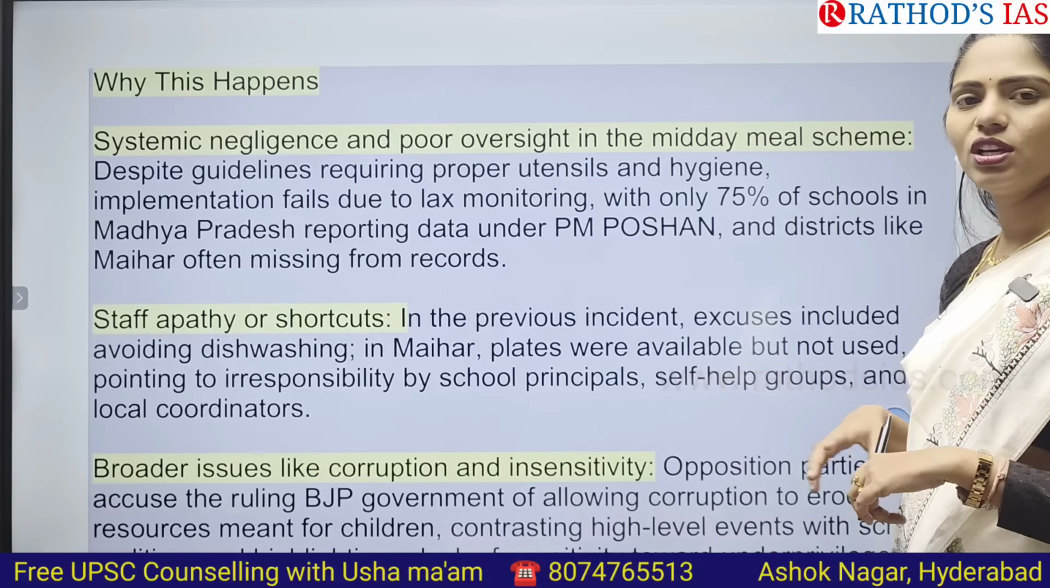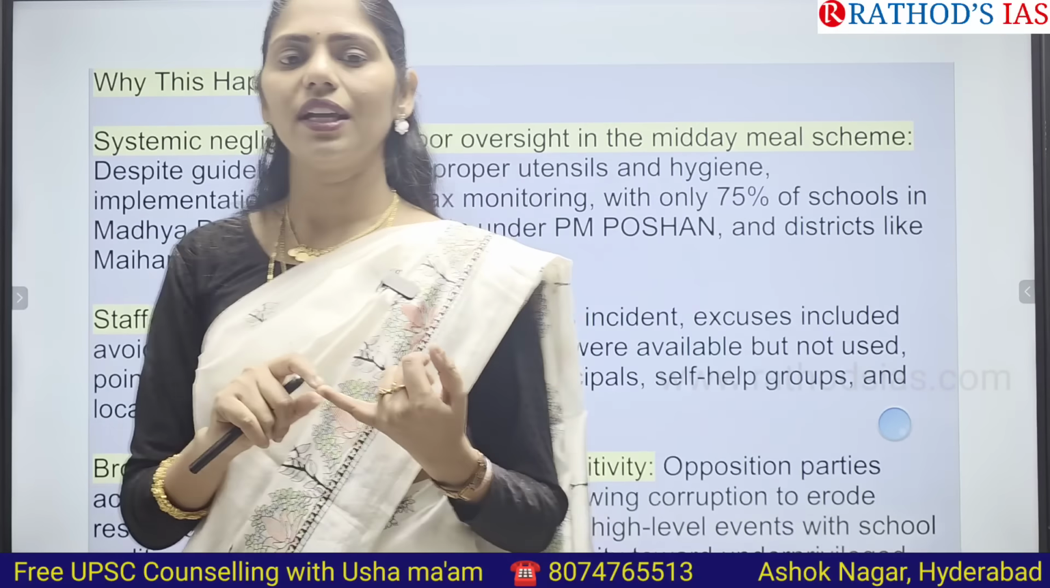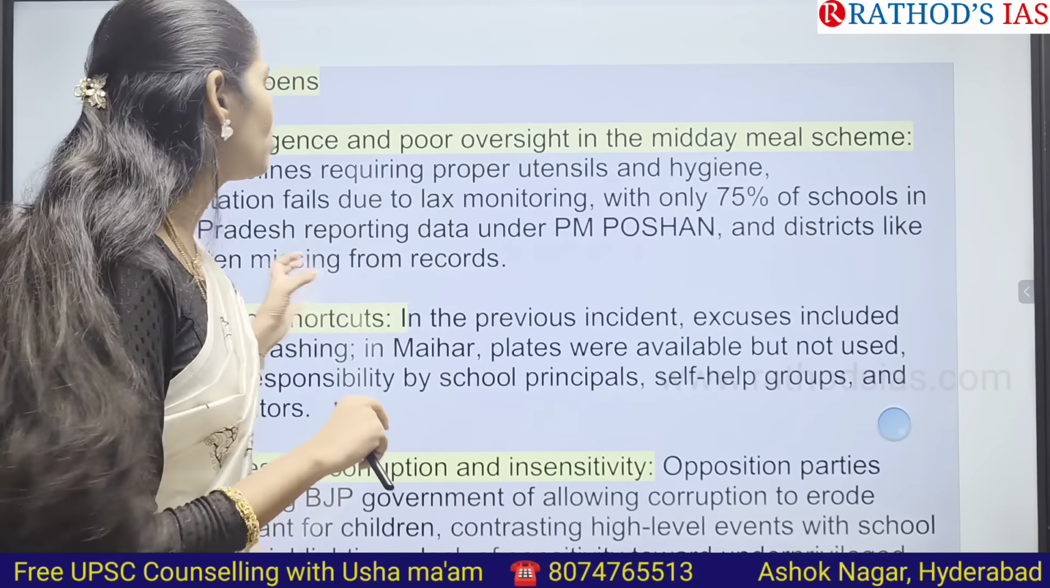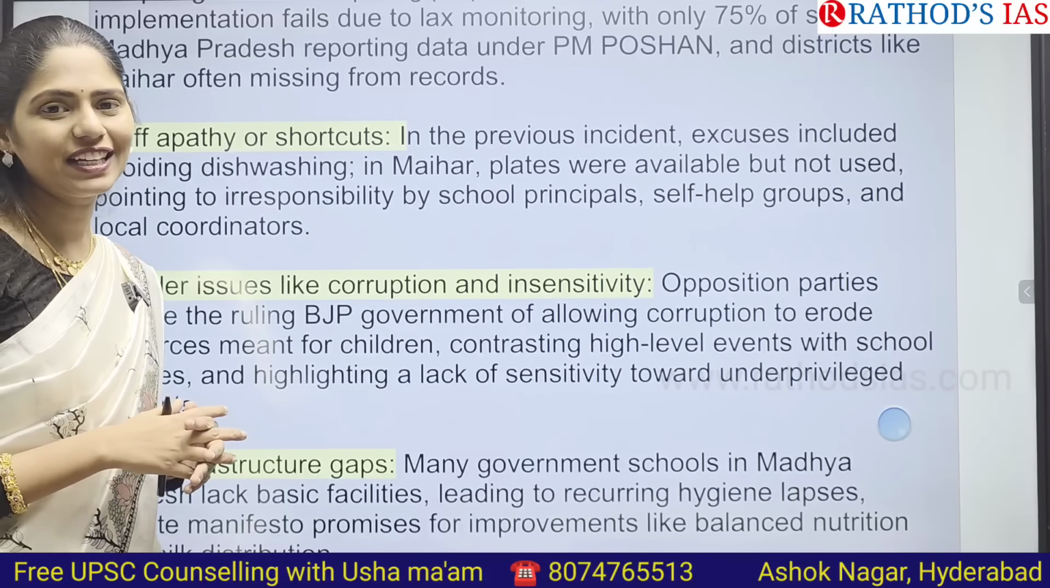So why does this happen? What are the reasons? The first reason we can anticipate is systemic negligence, because of negligence and poor oversight in the midday meals program, and even there are no proper guidelines related to the cleaning of utensils, hygiene, etc. That's the one thing. And next one here is staff apathy or shortcuts. So actually staff who are working at schools always want to complete work very fast, and they will always search for alternatives. Okay, if they are serving the food in plates, they have to clean again. So rather than that, if they use this kind of papers, there's no need of cleaning.